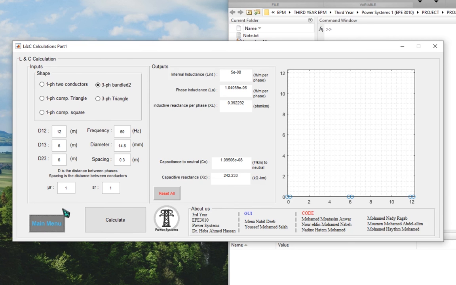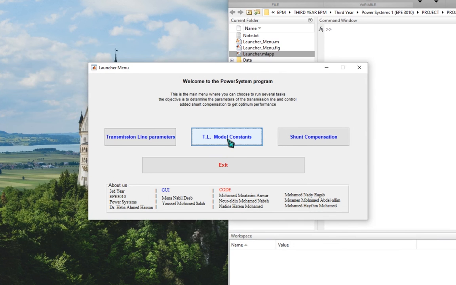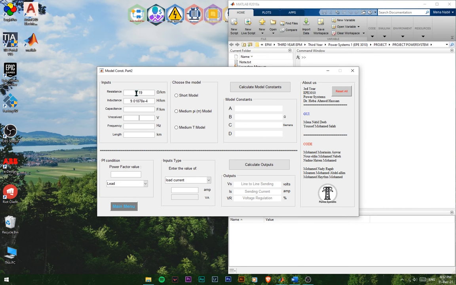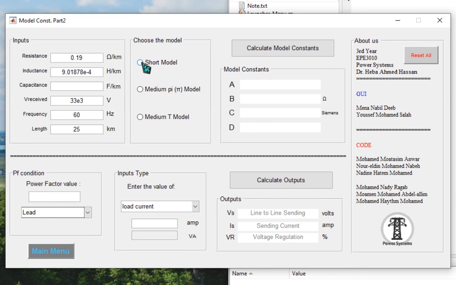Moving on to the second program. Second program is divided to 2 sections, the model constants and the system performance. This is a coded program, not a simulation, from which it computes the model constants, and by knowing them, I can know the system performance. I have a short model, calculating the constant. This is the constant of the model, which are typical to problem 1 sheet 4.